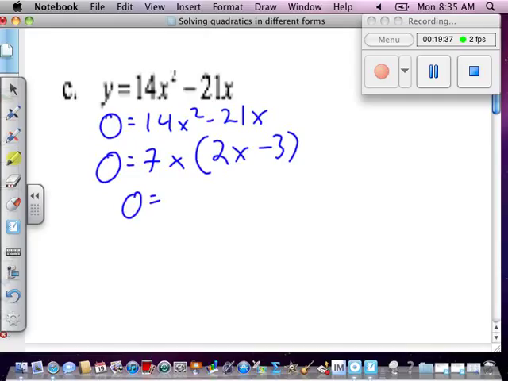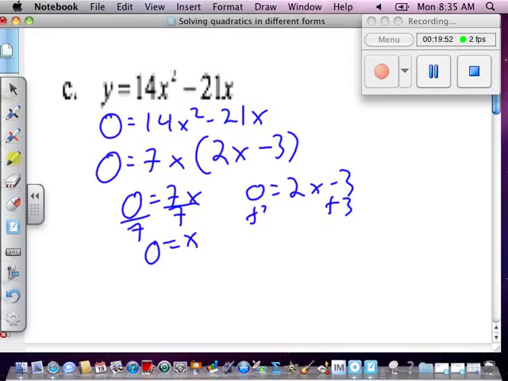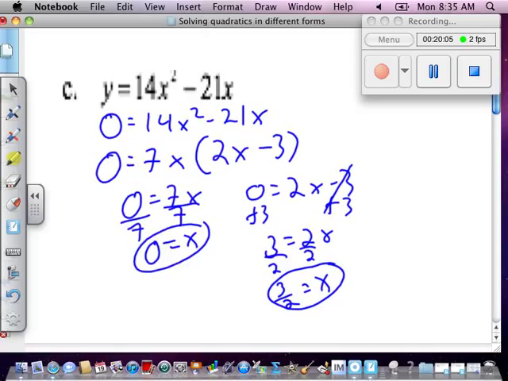Now I'm going to set each of them equal to 0. 0 equals 7x, and 0 equals 2x minus 3. I divide both sides by 7, and 0 equals x. I add 3 to both sides. 3 equals 2x. I divide by 2. So we can just leave it as 3 halves. It's fine. You can change it into a decimal or a mixed number if you want. But either way, it's right. Okay, so those are my zeros.